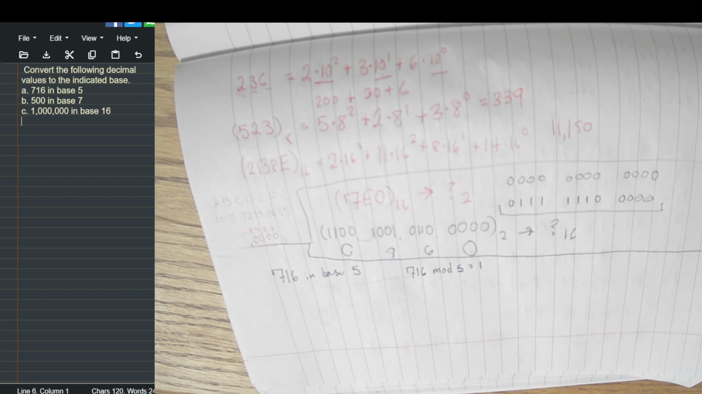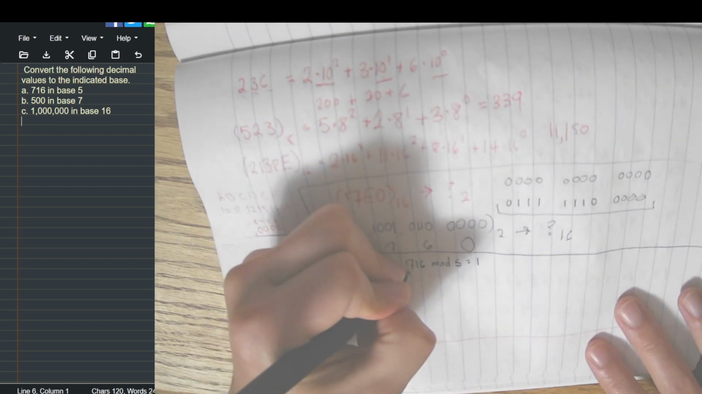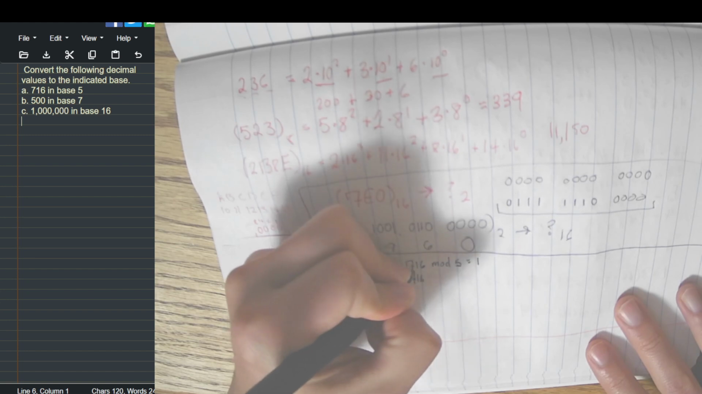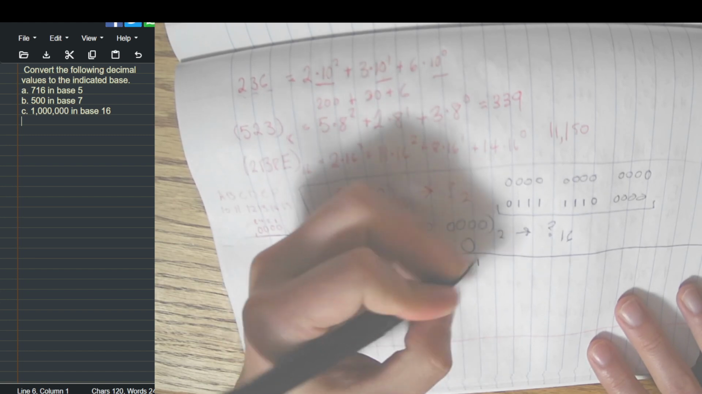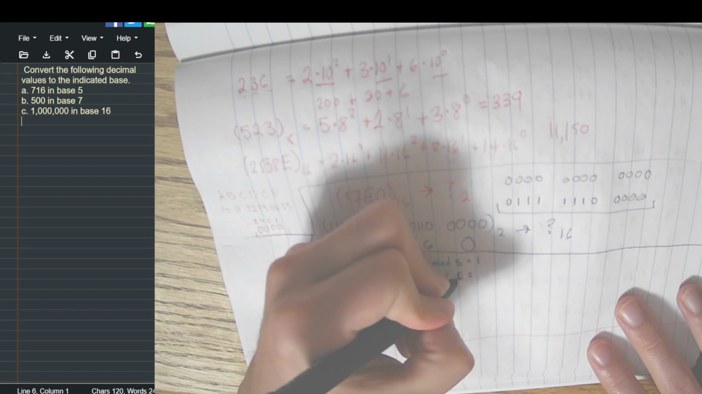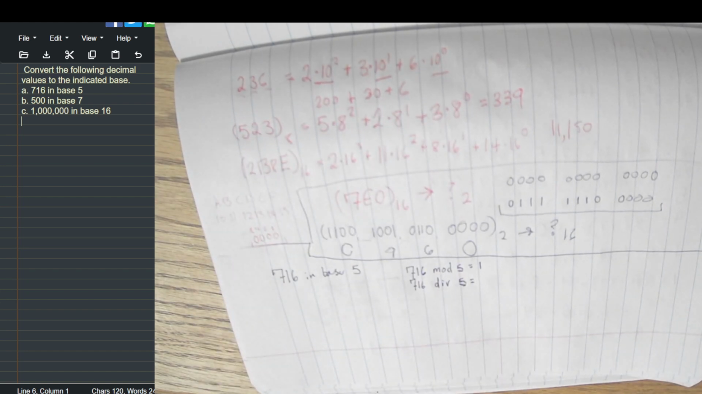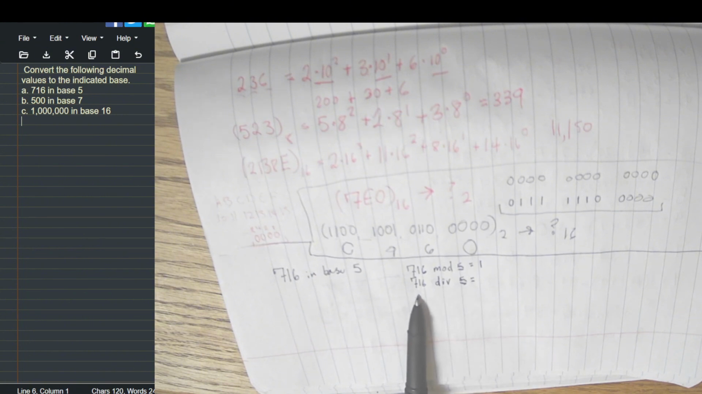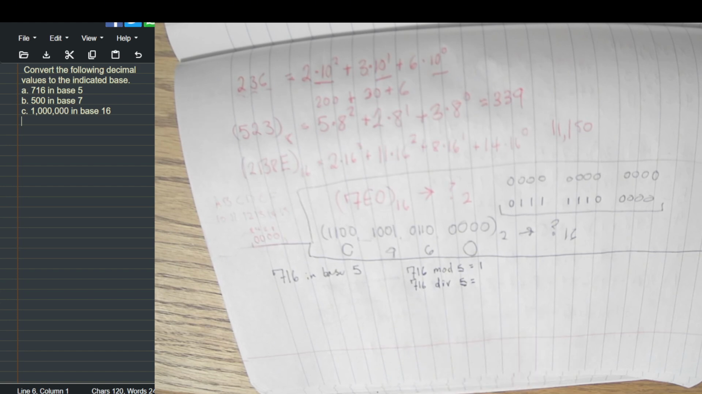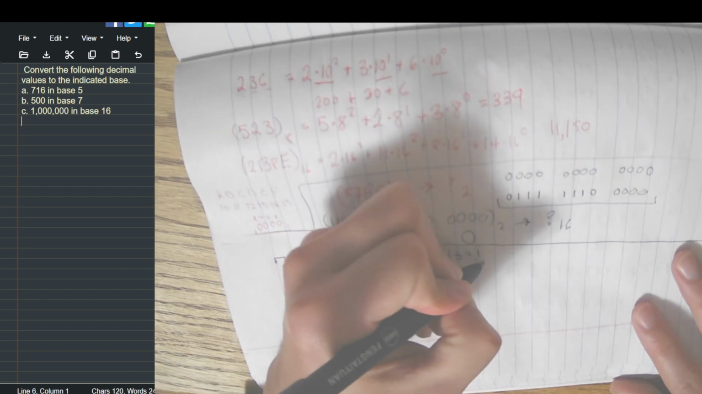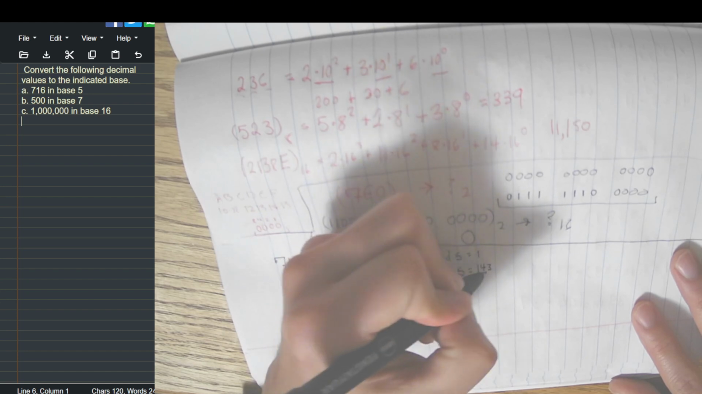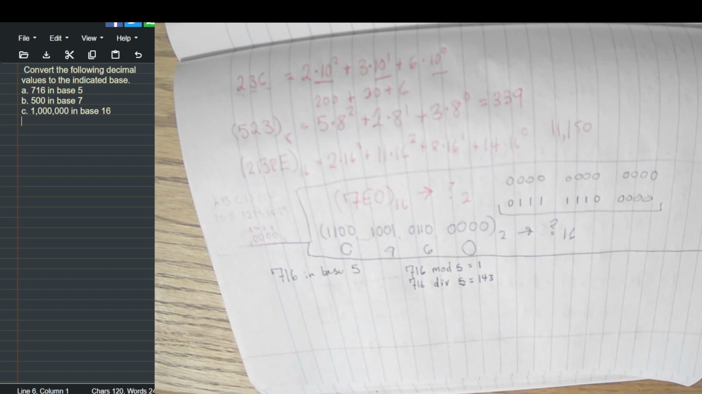Now, to continue this pattern, we're going to do 716 div 5. We need to ask ourselves, how many times does 5 go into 716? We already know it goes 3 times from the 15. And then it goes in 20 times for each 100. So 20 times 7 is 140, plus 3 is 143. So it divides into 716 143 times.